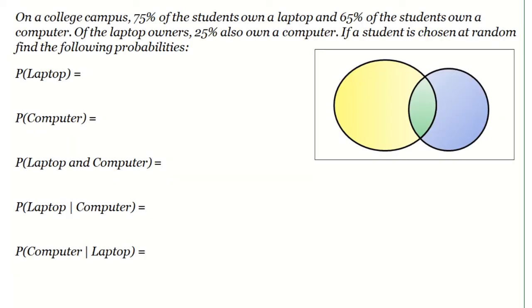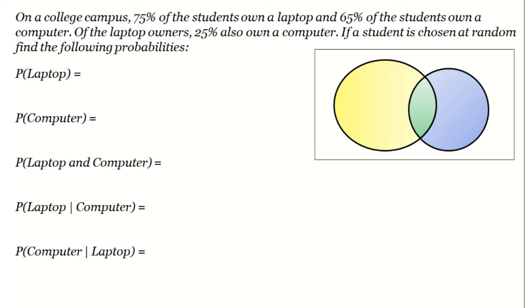For this problem, we can also use a Venn diagram to help us solve it. You'll notice that it's similar to our previous problem, except that with our previous problem, they gave us data numbers for each of the events, and this time they're giving us the probability percentages. So let's see how that changes our problem.